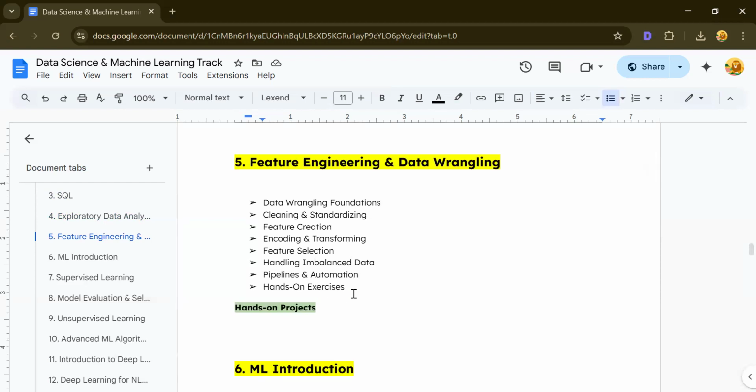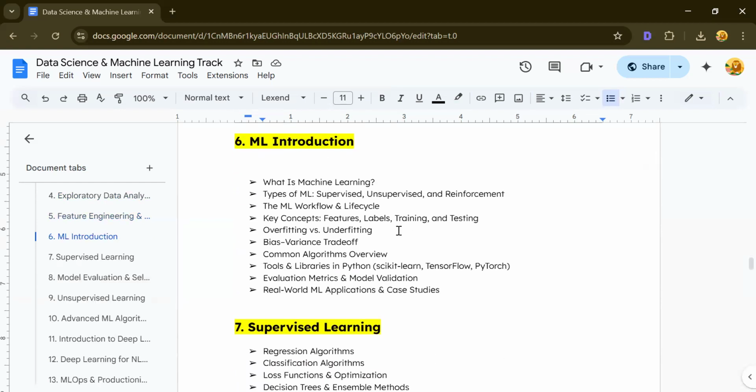Next, from here, we will dive deep into ML. We will start with key components of ML, what the ML workflow looks like. It's like the complete life cycle, its types, key concepts, overfitting, underfitting. These are important aspects of ML. Bias-variance trade-off, how you balance bias and variance, and common algorithms.